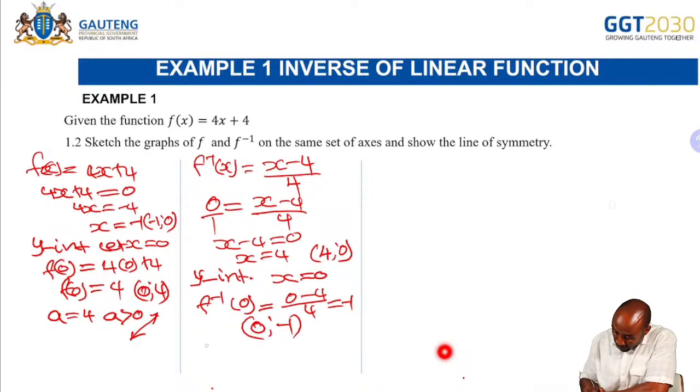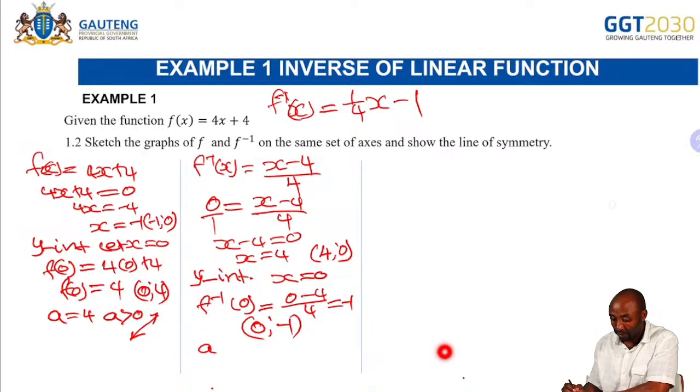Also, if I look at this one, you saw that I wrote my f inverse x as 1 over 4 x minus 1. You can write it that way. It also agrees. You can see that our q is negative 1, which means our y-intercept is correct there. Our a is equal to 1 over 4, meaning our a is also greater than 0, which means our function is also an increasing function.